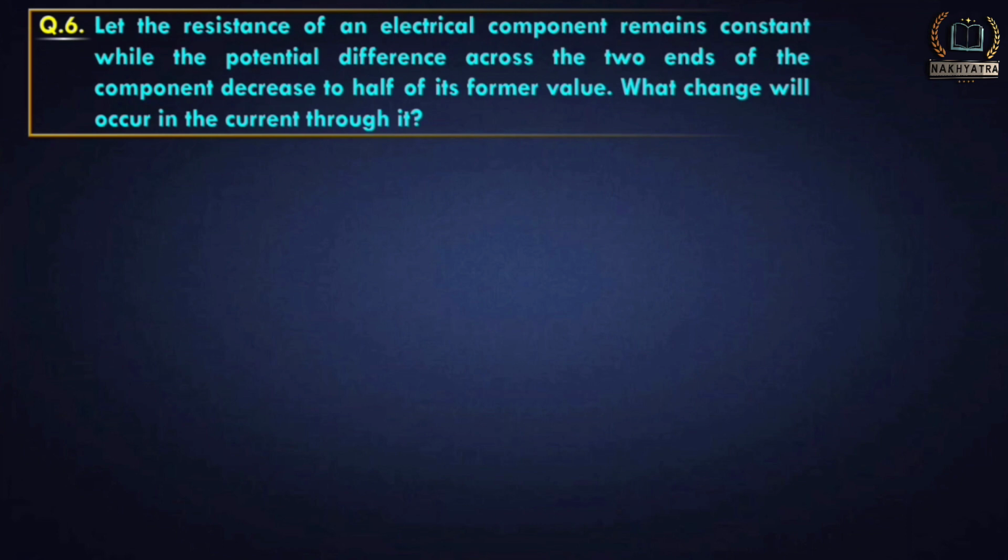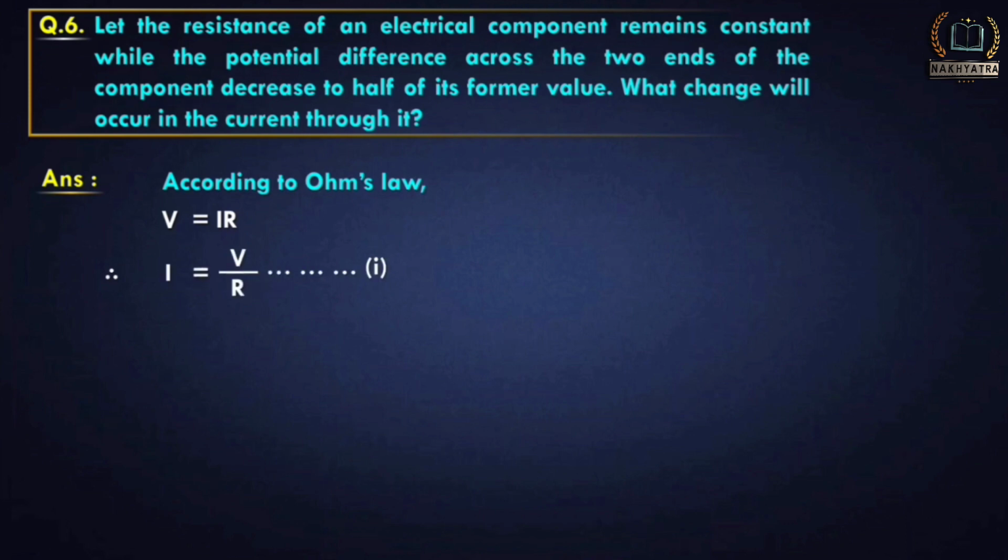Alright, now question number 6. Let the resistance of an electrical component remain constant while the potential difference across the two ends of the component decreases to half of its former value. What change will occur in the current through it? Okay. Now see here, according to Ohm's law, we know that V equal to IR. So now you rearrange it, I equal to V by R, and mark it as equation 1.